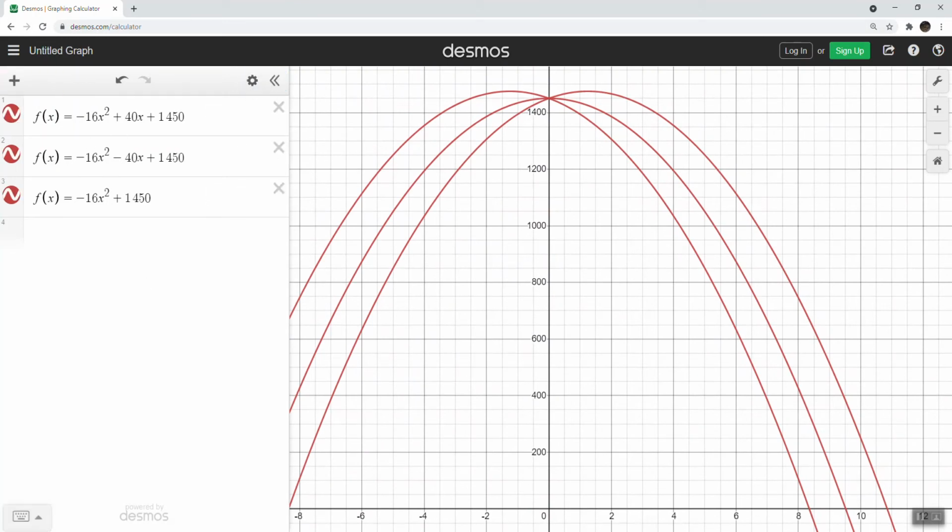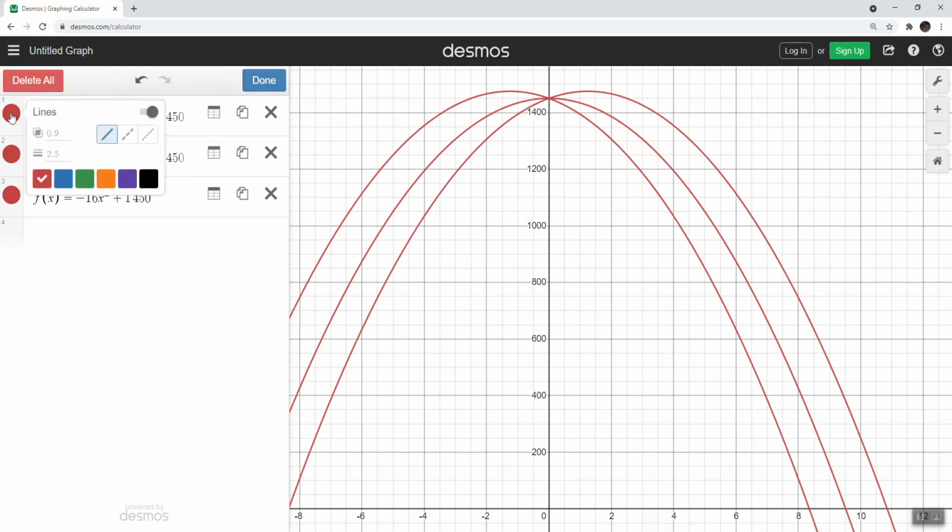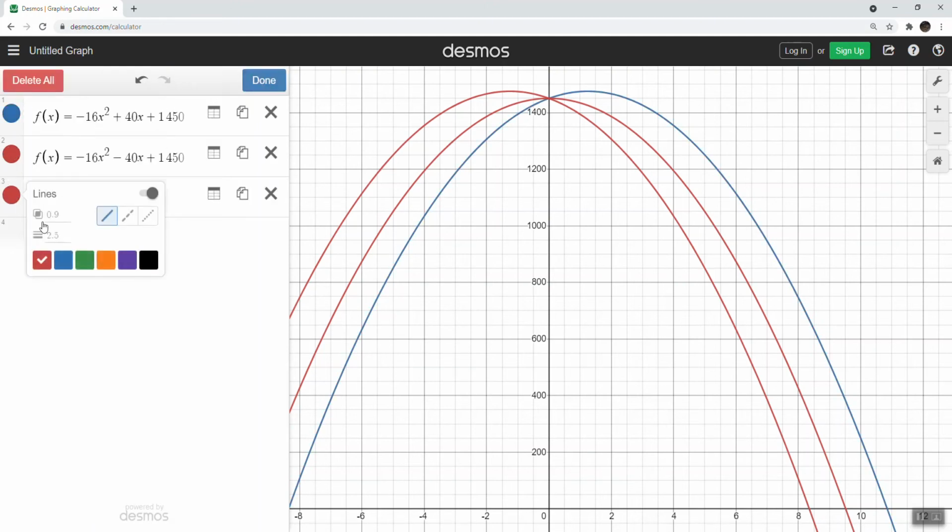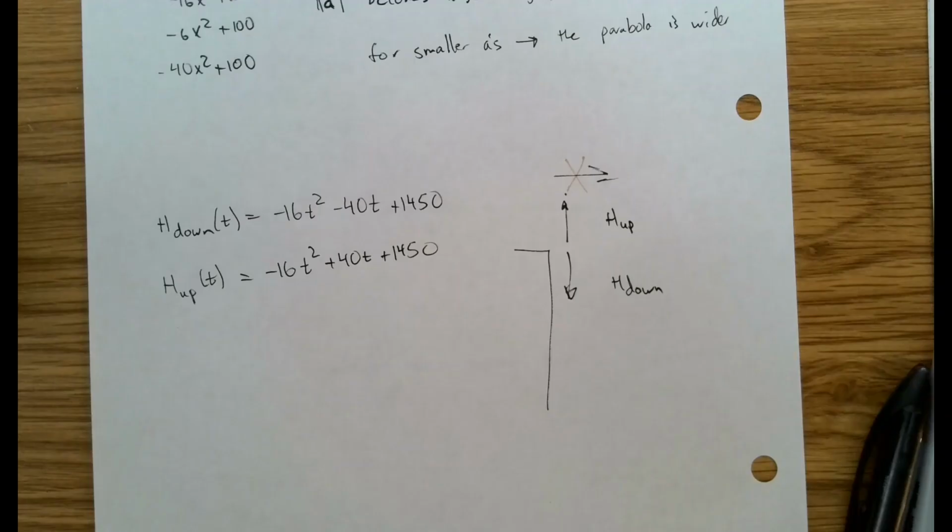Just in case you're interested, you can click here, and we can change the colors so that these look a little different. There we go. All right, so let's summarize that. What did B do?